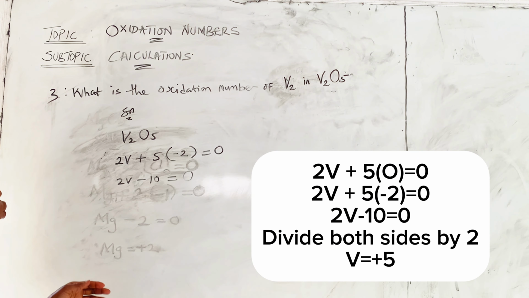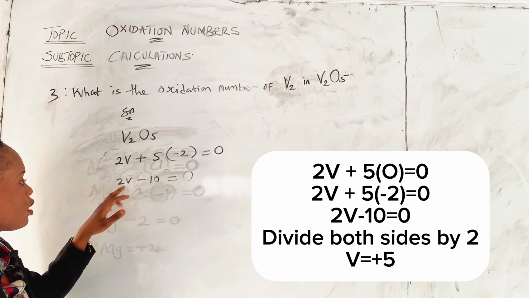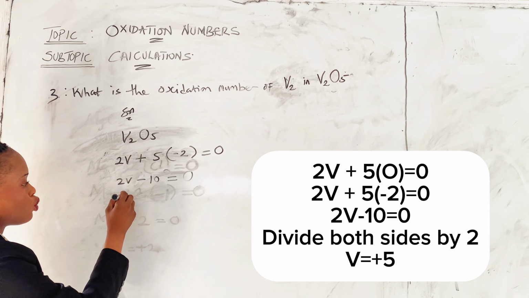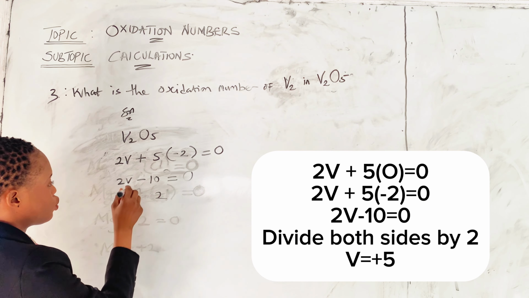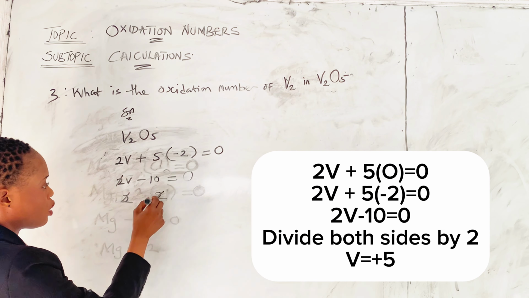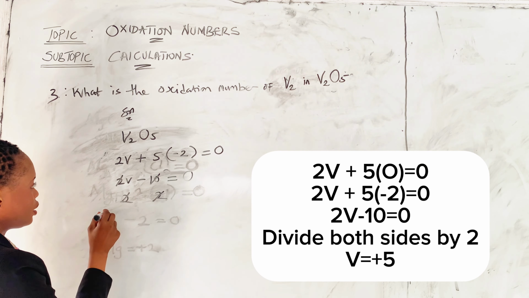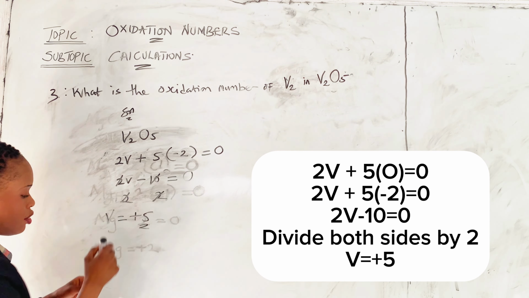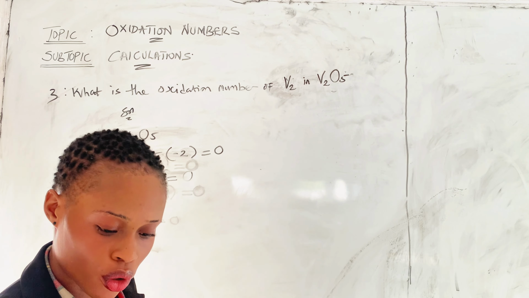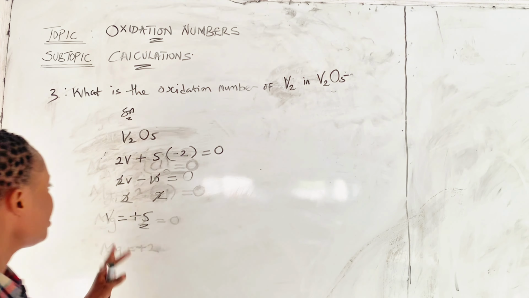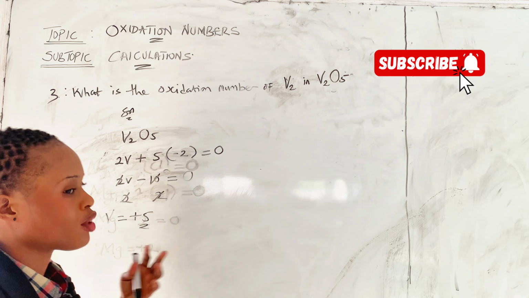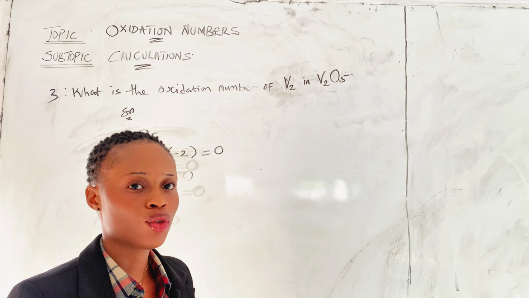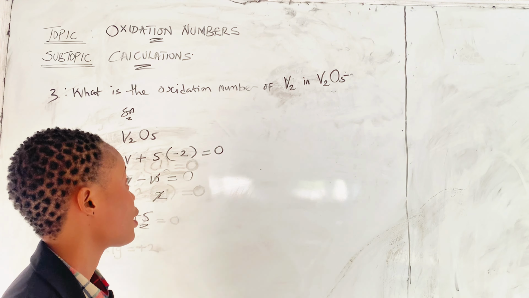0. Okay, so what do we do whenever you see a number attached to a letter? You collect like terms. So divide both sides by 2. So 2 here 1, 2 here 1, 2 here 1, 2 here 5. So that is to say that vanadium is plus 5. Okay, so take note of that. So please try and pause the video and attempt to solve some questions so that you know that you understand what I'm actually trying to explain.